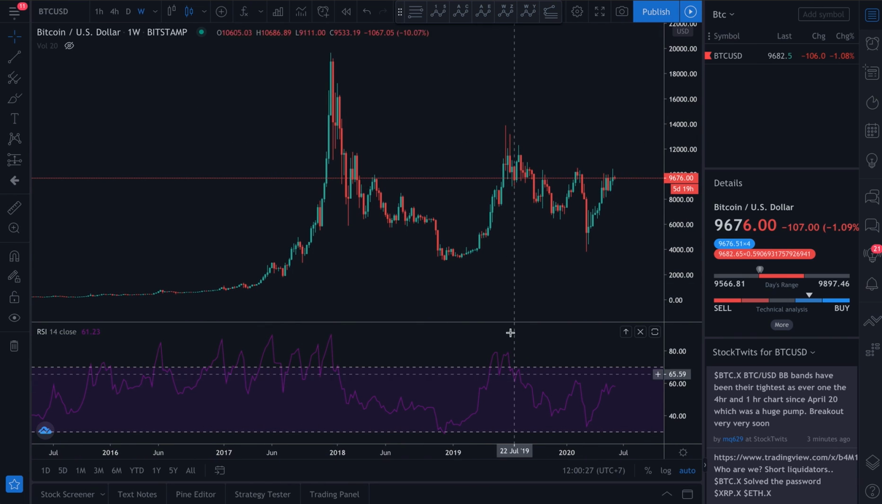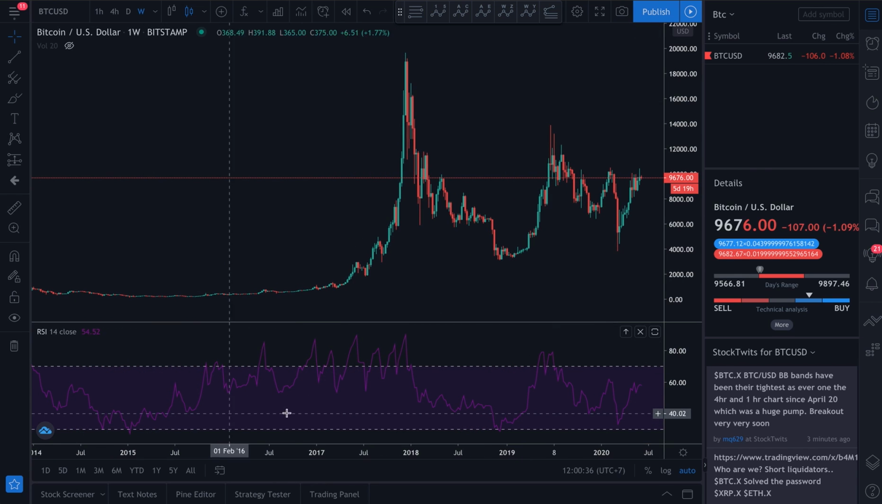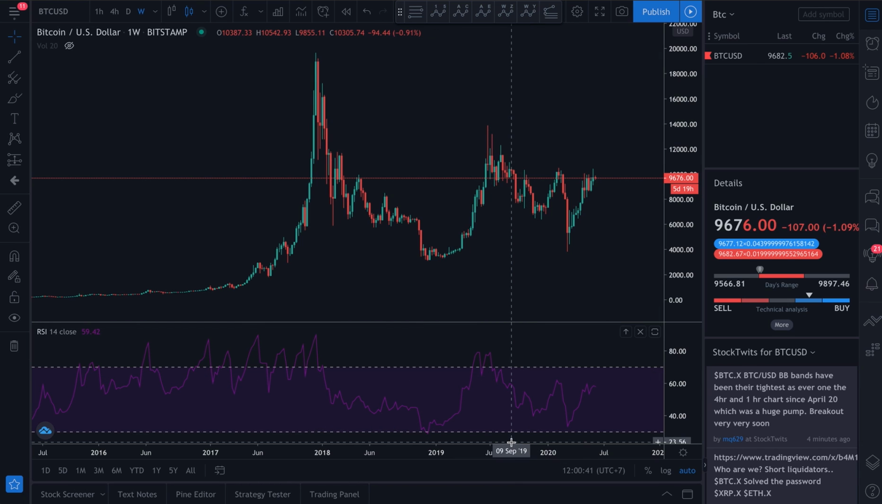And when you look at the RSI, you can see that it's actually tracking the price movements of Bitcoin quite well. And the reason is that it's a momentum indicator. So it's tracking momentum. And it fluctuates between the number 0 and the number 100 up here.